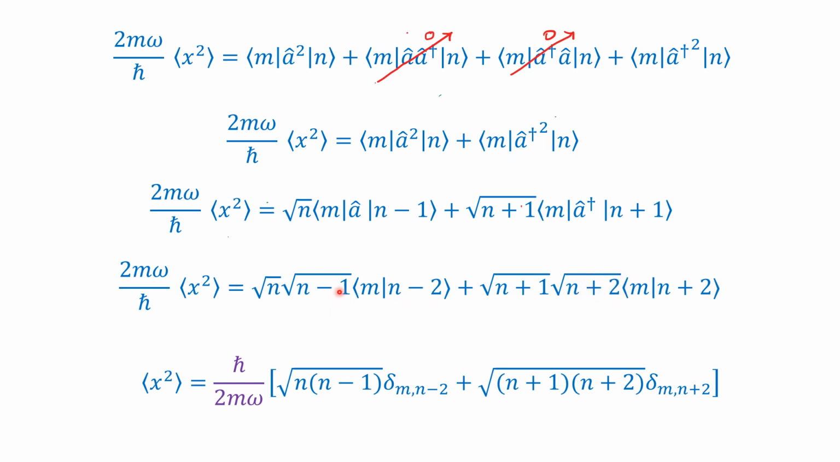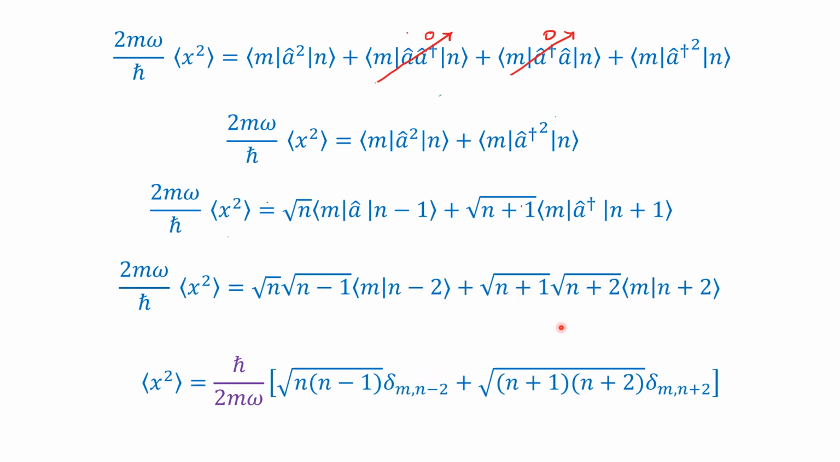So now you bring this multiplication factor to the right hand side, so it will become h cross over 2m omega. Here I am bringing this n inside the square root, so this will become square root of n into n minus 1. This is 1 only when n minus 2 is equal to m. So delta m, n minus 2. So this is the Kronecker delta.